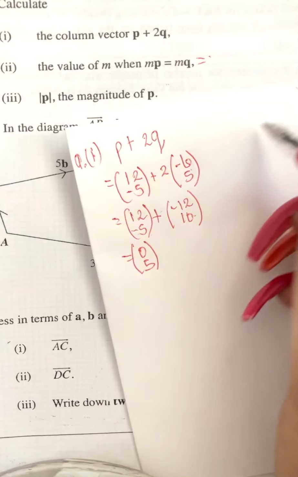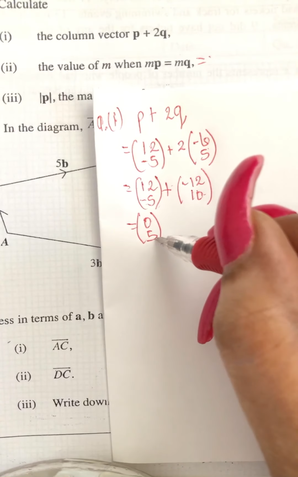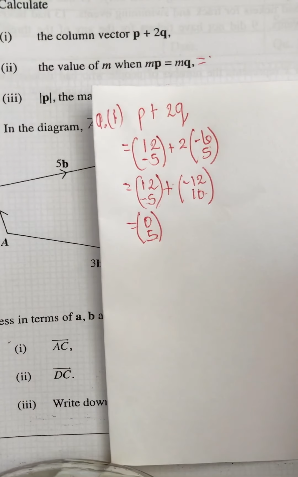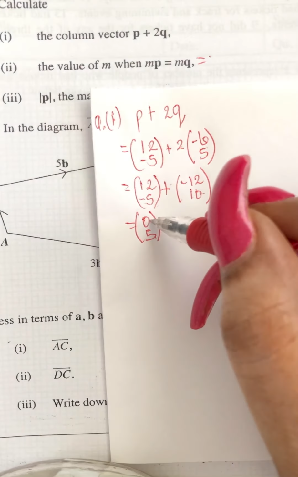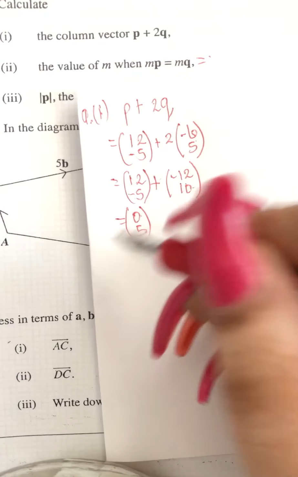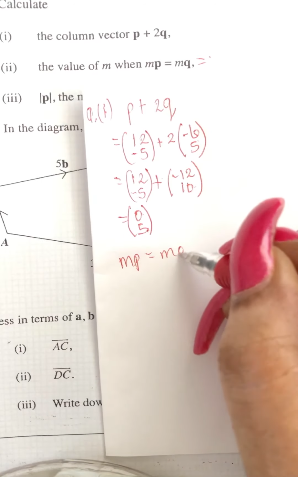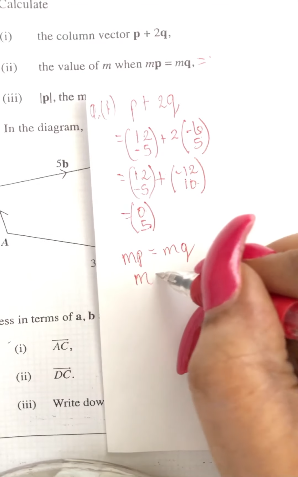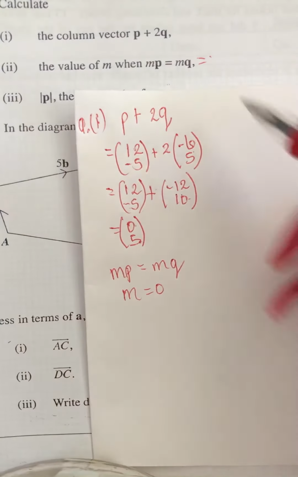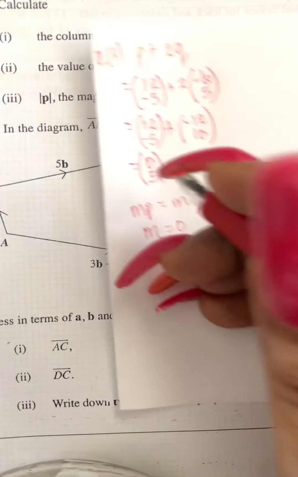Remember, even when you get 0, you still need to write it. Do not just write 5 alone. A vector is made up of an x term and a y term, 2 things: x, y. Good? The next part asks for m when mp is equal to mq. M has no value because m cannot be seen anywhere. M has nothing to do with this because we have constant terms for both p and q. So m is 0. It has no other value other than 0.